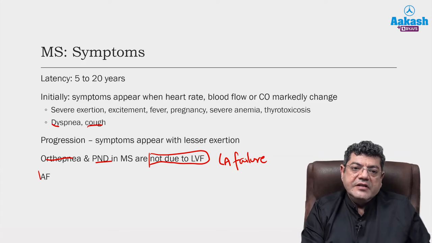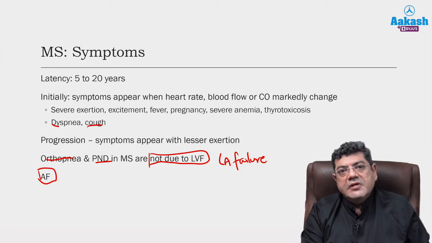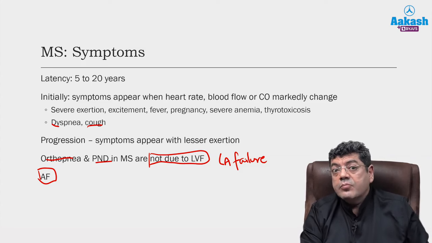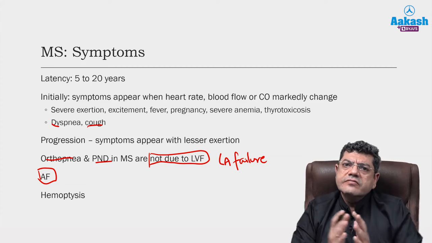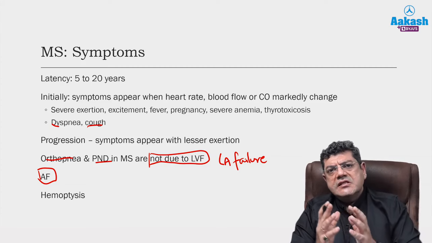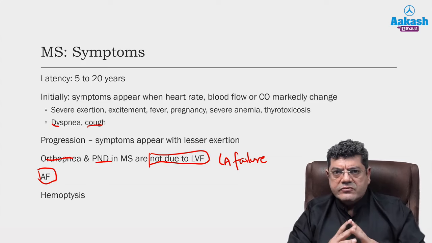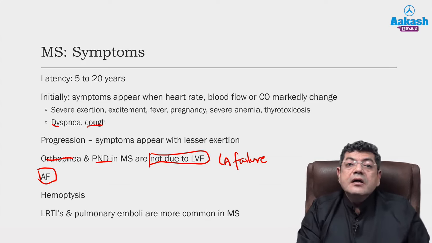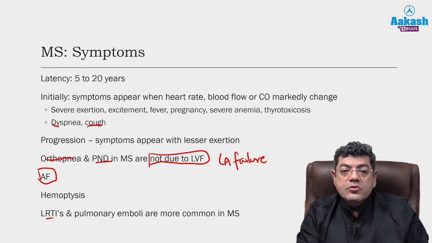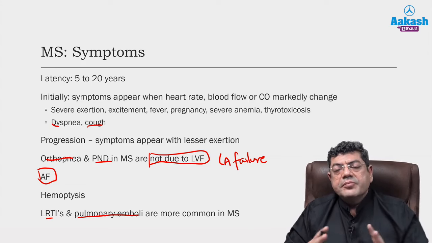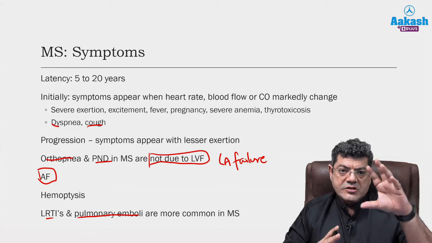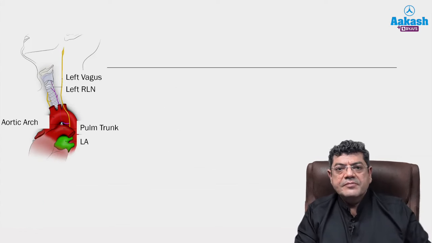Eventually, AF sets in when the left atrium becomes very large, and that causes the disease to progress much faster. That also causes the significant complication of systemic embolization, right? We discussed hemoptysis. The only cause of hemoptysis in mitral stenosis is not an increase in LA pressure. There are other causes as well. They are more prone to lower respiratory tract infections. They are more prone to pulmonary emboli also, right? So there are multiple causes of hemoptysis in mitral stenosis. Broadly, those are the symptoms, right?